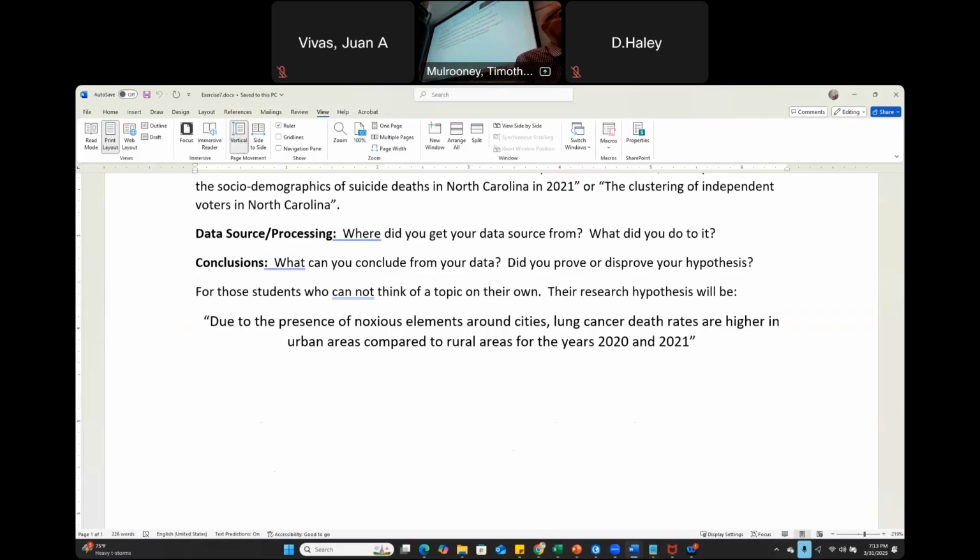Okay, now, last year I had a whole bunch of people who said, I don't know what I want to do, and like shrugged their shoulders. So if you don't know what to do, due to the presence of noxious elements around cities, lung cancer deaths are higher in urban areas compared to rural areas for the years 2020 and 2021. So that's what you will be doing if you need to ask daddy. If daddy has to figure something out, you don't want that. You two figure it out. You three figure it out. What's that?